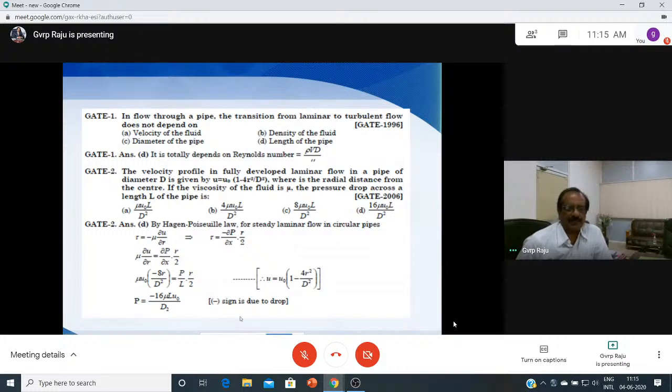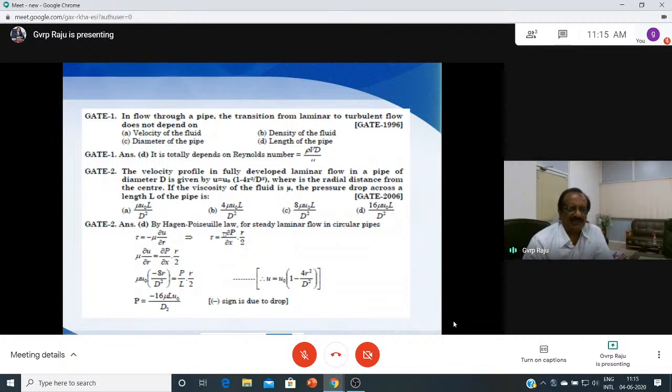is the transition flow, for which we have laminar flow. Laminar flow means Reynolds number less than 2000, and when the Reynolds number is above 4000, it is turbulent flow. Reynolds number between 2000 and 4000 is transition flow. So the transition from laminar to turbulent entirely depends on Reynolds number. Reynolds number is rho v d by mu. There is some ambiguity here, but you can take the answer D. Strictly speaking, it depends on Reynolds number, which is rho v d by mu.